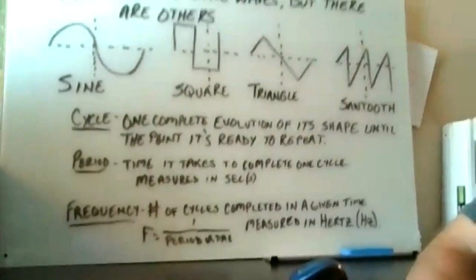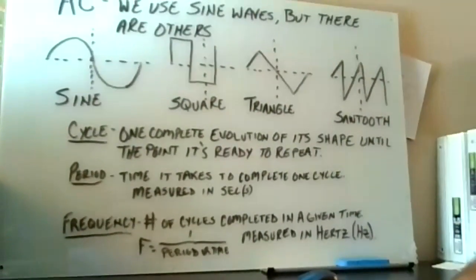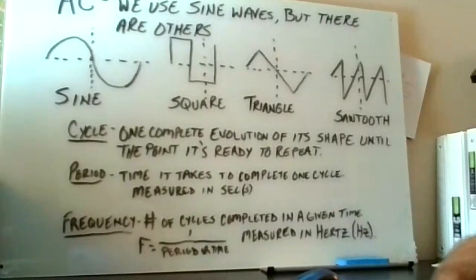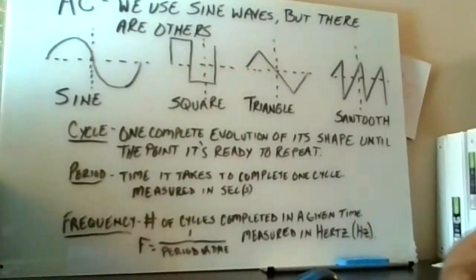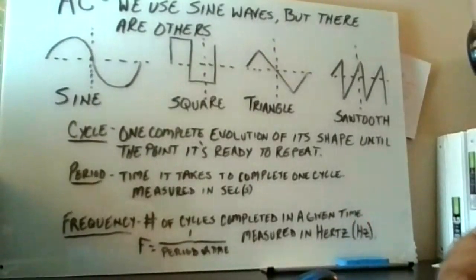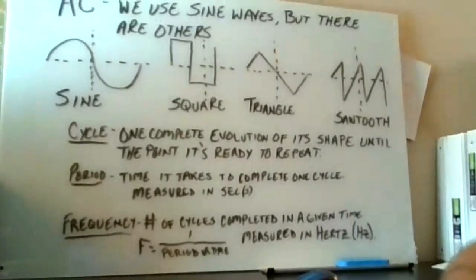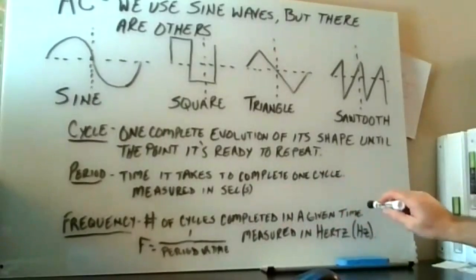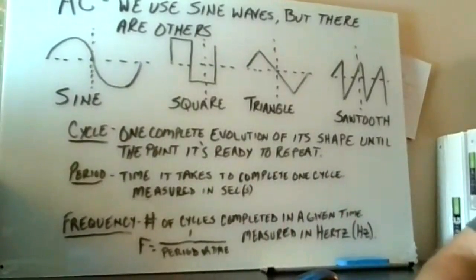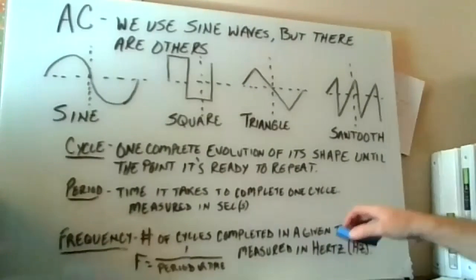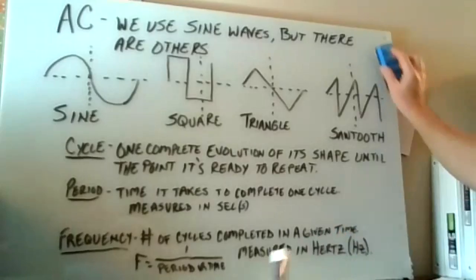The biggest thing we're going to be concerned with is the frequency. That's the number of cycles that it completes in a given time. The way we find it is 1 over the period, or time, because period is just the time. It's measured in hertz, so you'll see it as Hz. That's the big one we need to remember: frequency. We're going to use frequency a lot in AC. I know I took all the time to write all this up, and now I'm going to erase it all.